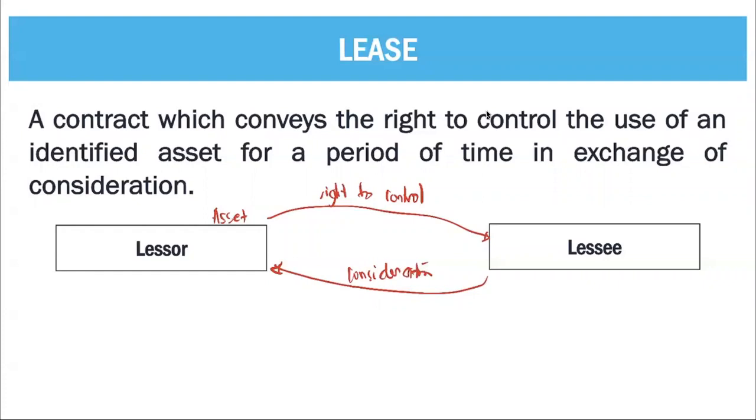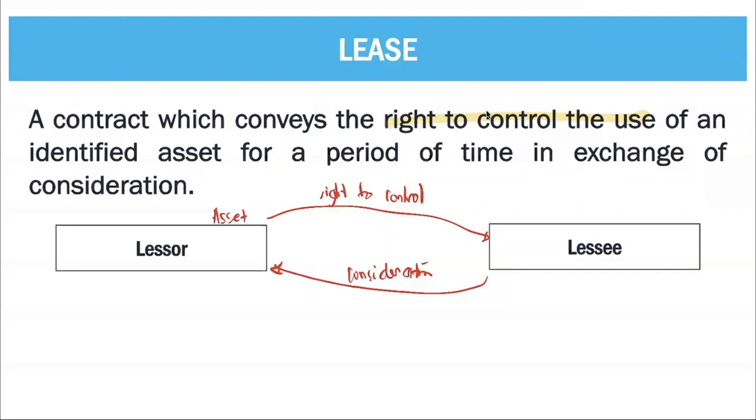The lessor has an asset. The lessor now conveys to the lessee the right to control over the asset. So take note of this. Because of the change in your definition with the right to control the use, what comes into your mind? It means that there is an asset on the part of the lessee. Why?